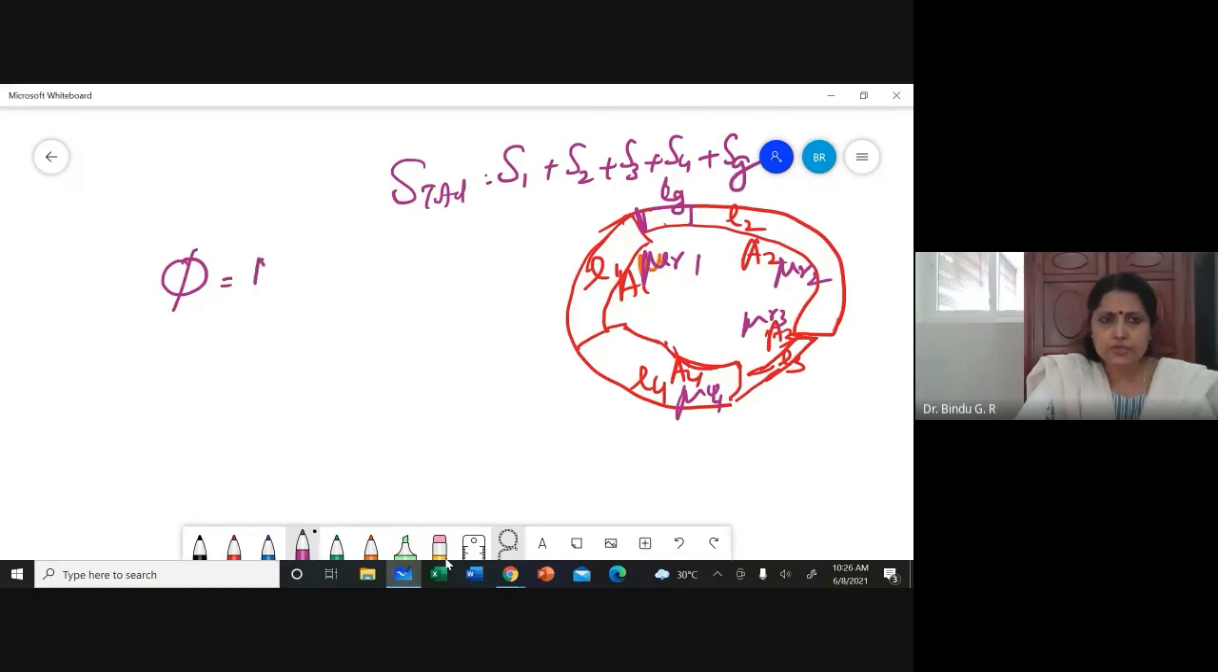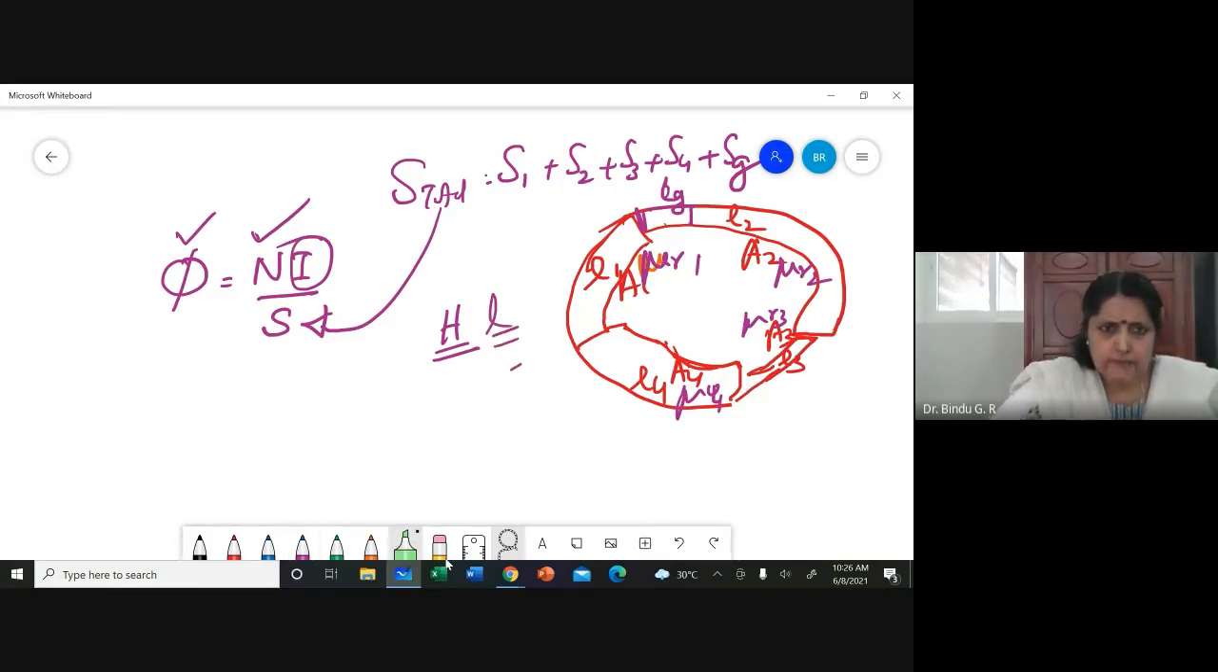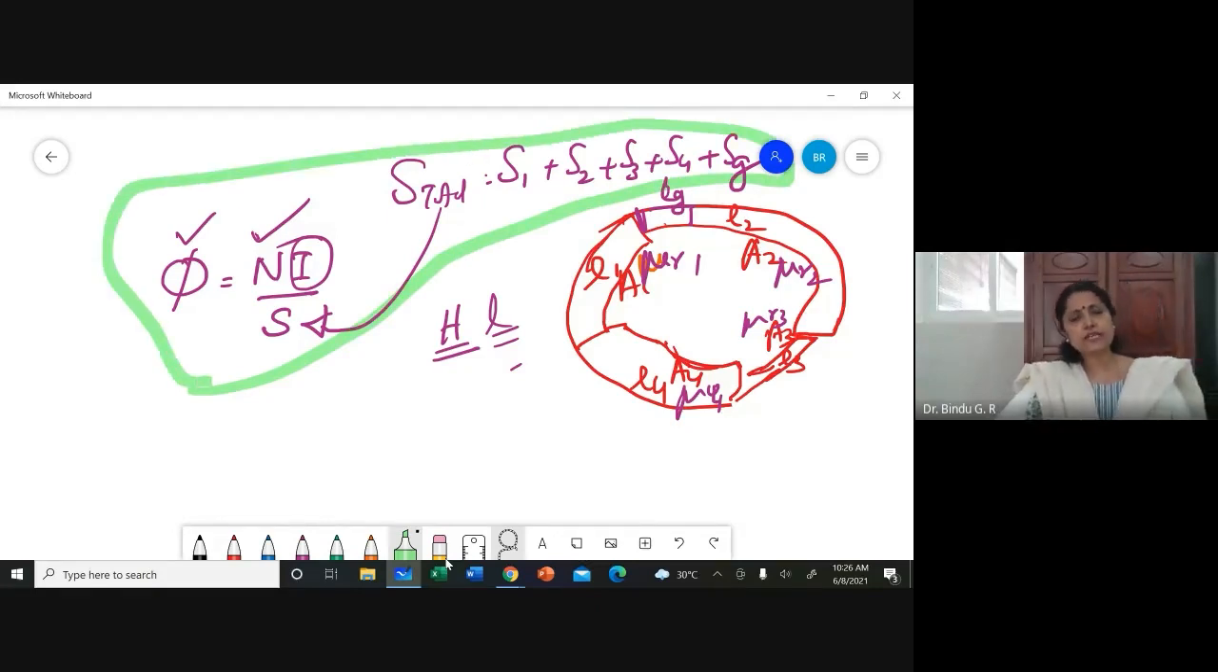Flux phi is equal to Ni by S. This is S total, this will be given, this will also be given, and this is to be found out: the magnetizing current. Or else they may even ask you to find out H, in which case that is another case. But here in each case, L will be different. So anyway, this is the manner in which the calculations have to be done in a series magnetic circuit.